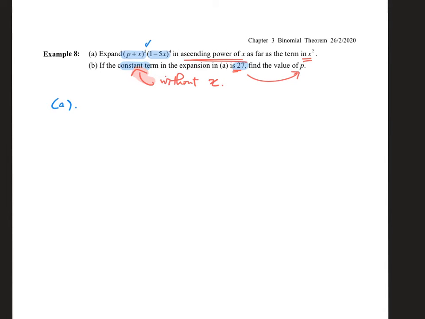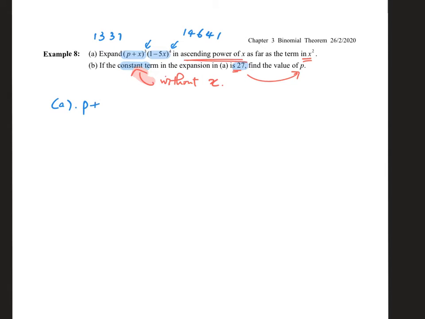And now, because the power is quite small, power 3 and power 4, I would suggest using Pascal's Triangle instead of nCr to solve it. So going back to the Pascal's Triangle, the layer for power 3 should be 1, 3, 3, 1, and power 4 should be 1, 4, 6, 4, 1. And next, let's take a look.